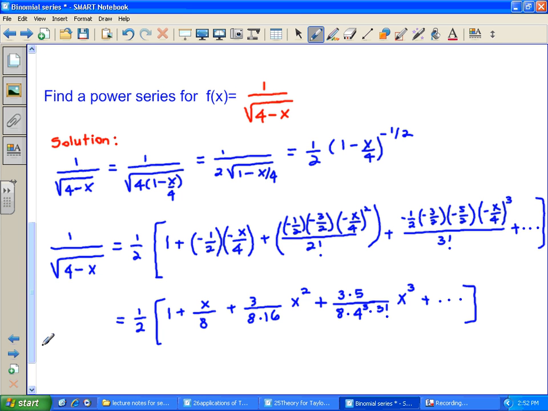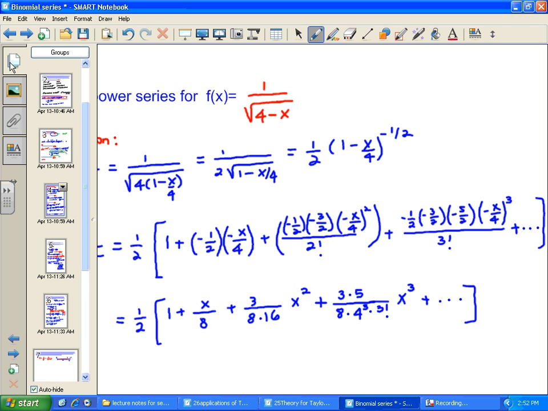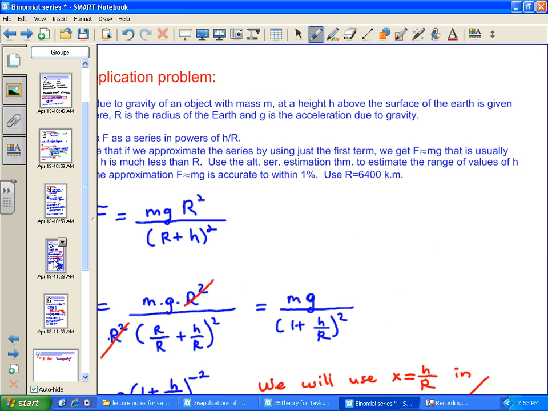Okay. Now I'm going to go to an application problem using a binomial series, and I think these applications are really neat, especially if you've taken some physics or if you enjoy physics classes. And even if not, hopefully you'll get something out of it. Okay, here's our first application problem.